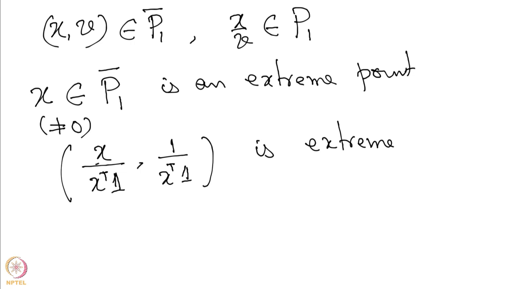Okay. So here is a small error: this is not x in P1. If x is a non-zero extreme point, then x by x transpose 1, comma, 1 by x transpose 1 is an extreme point of P1 bar. A similar result you can state about P2 bar and P2. So what I am trying to say here is that the extreme points of P1 correspond to extreme points of P1 bar, and similarly extreme points of P2 correspond to extreme points of P2 bar. This is going to play an important role in the future.